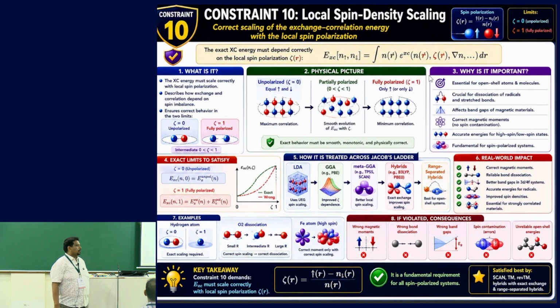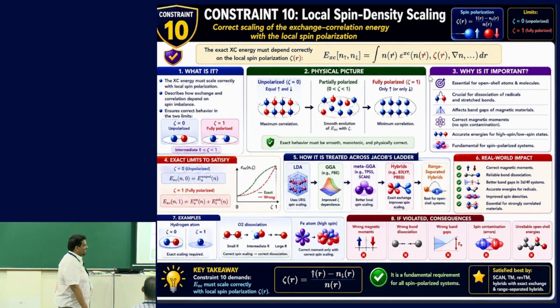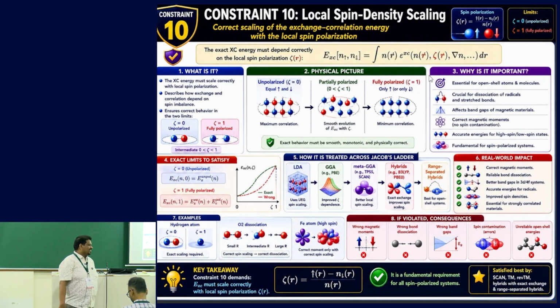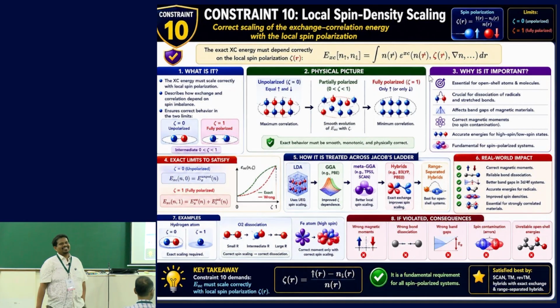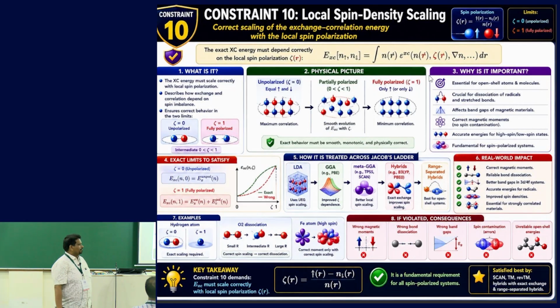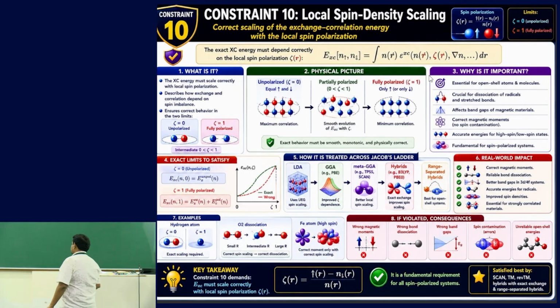You can call it character. No, he's from Minnesota. He was talking about the Minnesota functional M06, from that group. It has 52 parameters, so 52 parameters will fit everything.